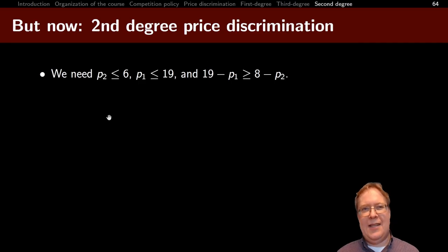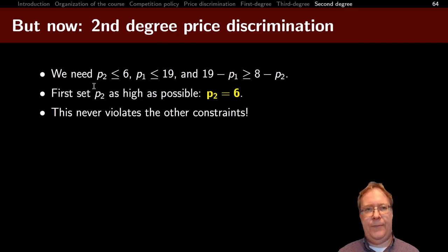So I want prices as high as possible, of course, but I have to make sure that these constraints are satisfied. Okay, so the first thing to do would be to set P2 as high as possible, right? If I set P2 high, then this only becomes easier to satisfy, and so that means that I can set P2 as high as 6. This never violates the other constraints. So let me do that.